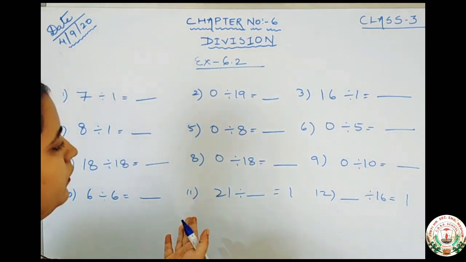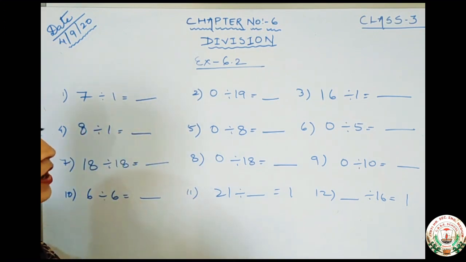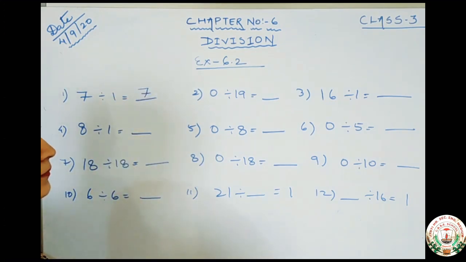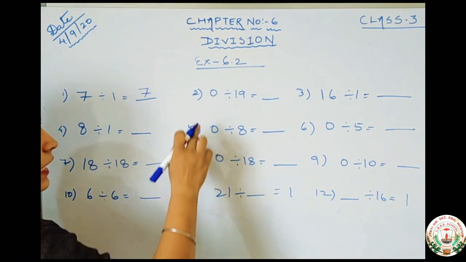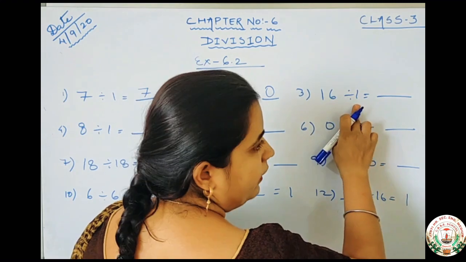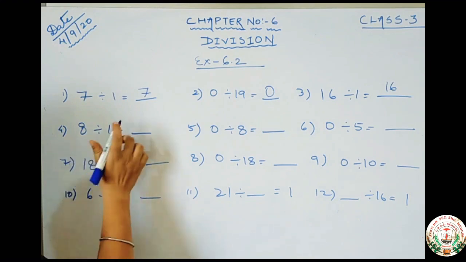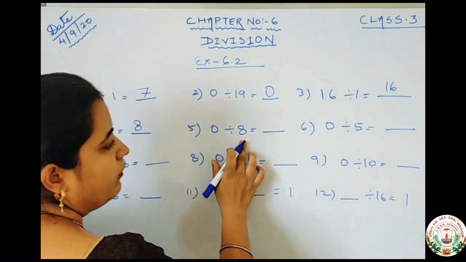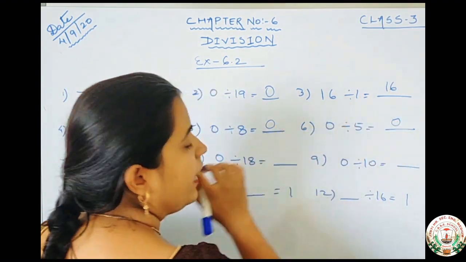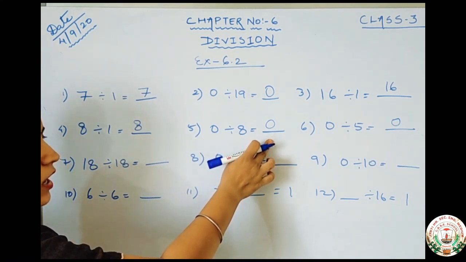Just now we have learned about the properties of division. So the first one is 7 divided by 1. Any number divided by 1, we will get the same number as the answer. 0 divided by 19. Any number divided by 0, we will get 0 as the answer. 16 divided by 1, we will get 16. 8 divided by 1, we will get 8. 0 divided by 8, 0. 0 divided by 5, 0. Because any number when divided by 0, we will get 0 as the answer.